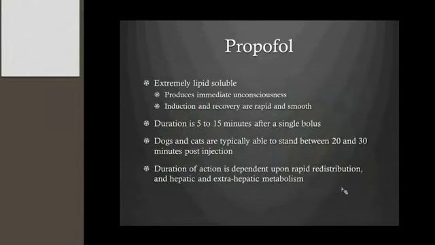Some other things you need to know about propofol is that it's extremely lipid soluble. It produces immediate unconsciousness, and the induction and recovery are both rapid and smooth in most patients. The duration is about 5 to 15 minutes, so once you've given it, you get maybe 15 minutes if you are going to try to do something really fast. Say you need to close a really small laceration, but pretty quickly. This is a good option. Dogs and cats are typically able to stand 20 to 30 minutes after you give it. So even though they're awake, they're not really ready to get up and move around and go home.